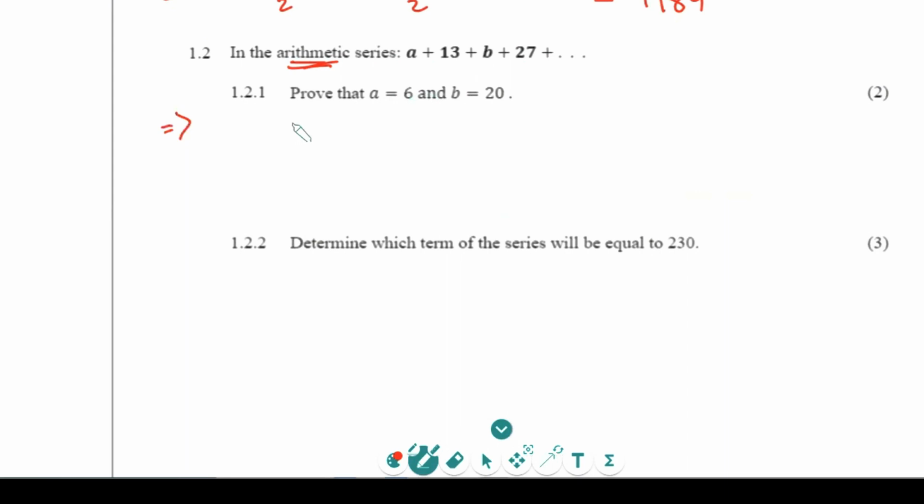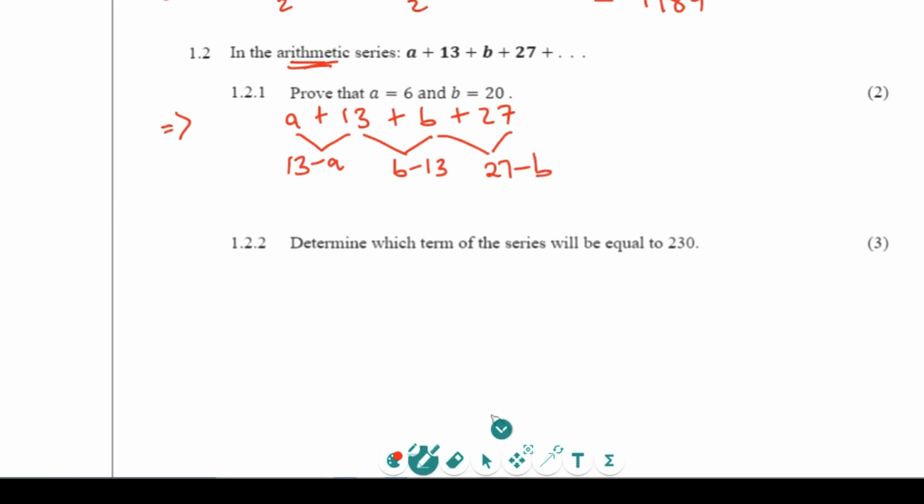So if I have a plus 13 plus b plus 27, I need to get the first difference, which will be term 2 minus term 1. So that will be 13 minus a. And then for the third term and the second term, it will be b minus 13. And in this case it is going to be 27 minus b.